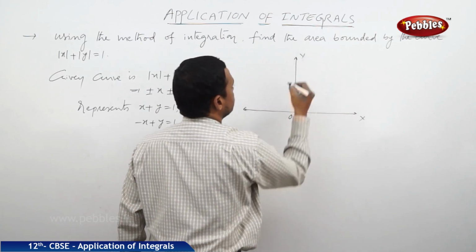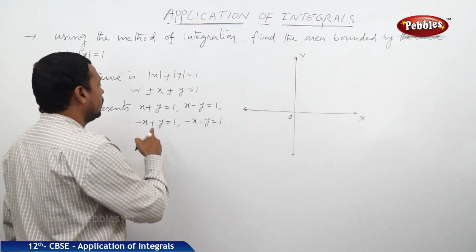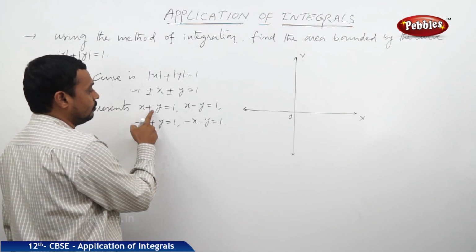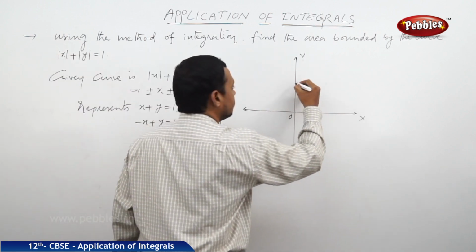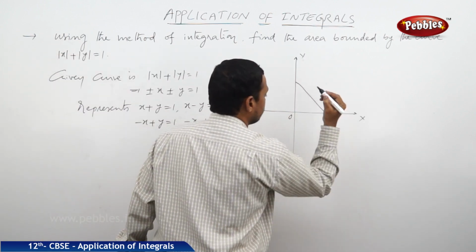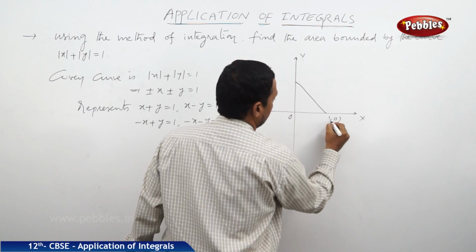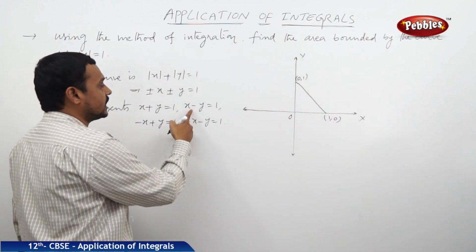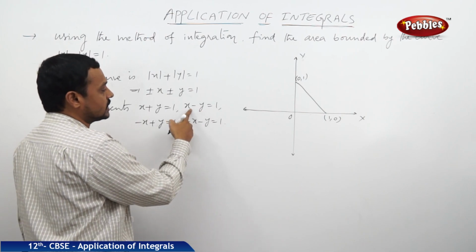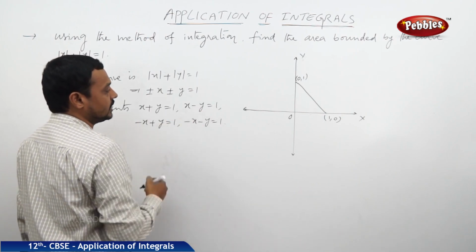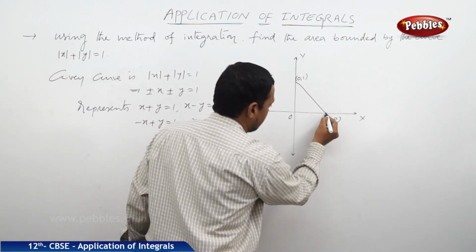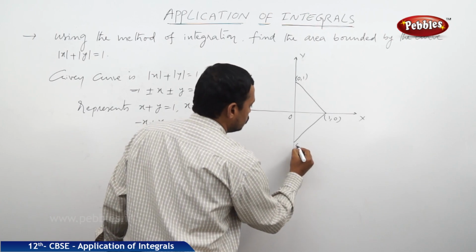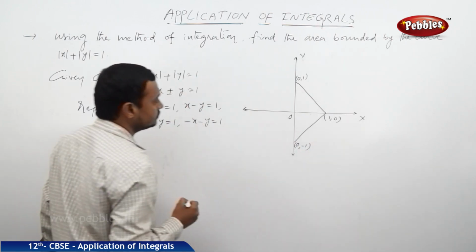X origin, y axis. Now x plus y is equal to 1 is a straight line whose x-intercept is 1 and y-intercept is 1, so the straight line looks like this: 1 comma 0 and 0 comma 1. Next one, x minus y is equal to 1. The x-intercept is plus 1, the y-intercept is minus 1. That means the straight line is like this. Now this is the point 0 comma minus 1.